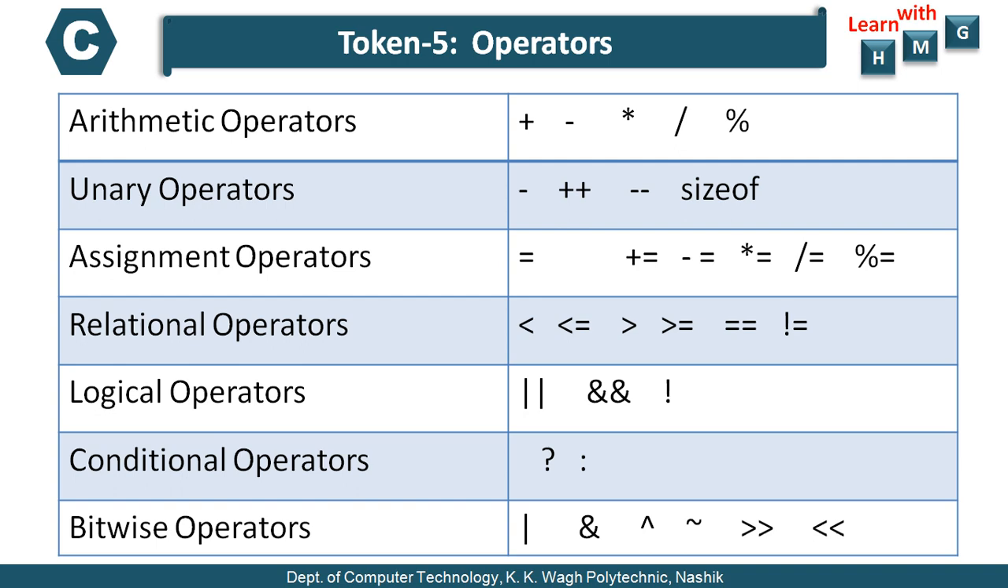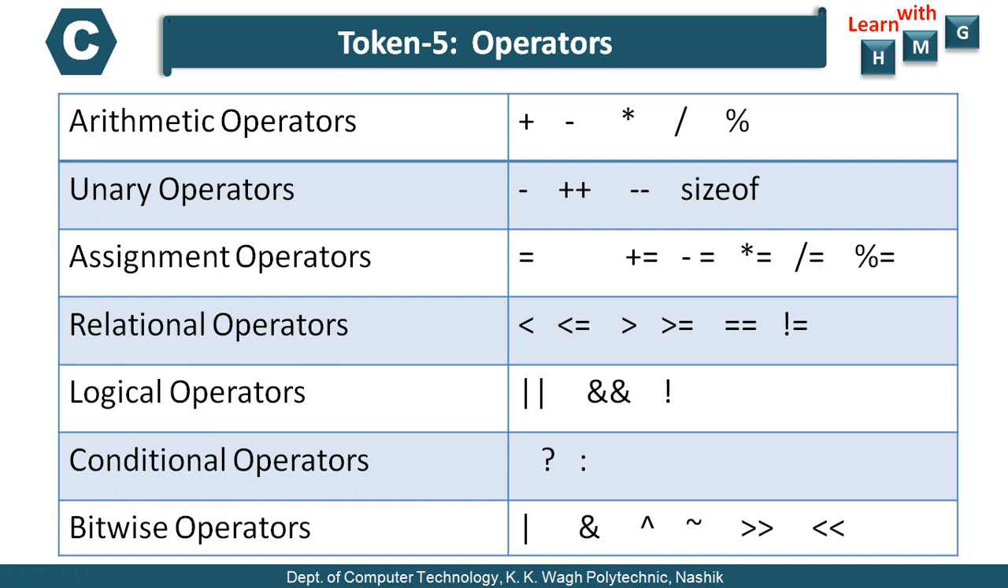Logical operators: the first is logical OR, the second is logical AND, and the third is logical NOT. These logical operators are also used to build a condition or criteria or logical expression for decision making. Next is conditional operators. These are also used for decision making: for the true part a question mark is used, and for the false part a colon is used. They are used combinedly, and again we will see the details in another video.